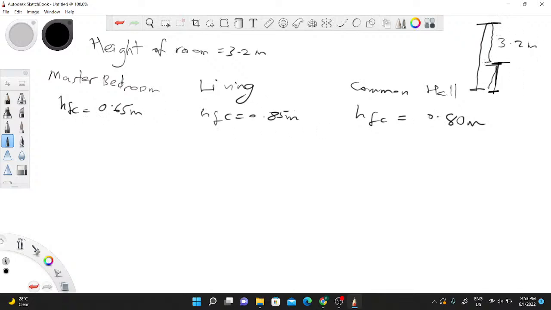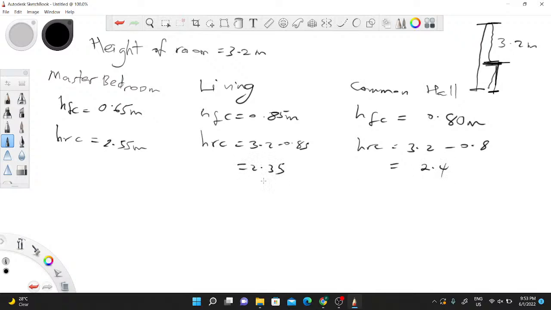Now if I have my floor cavity height, I can find my room cavity height because I know my ceiling height, so I'll just subtract these values from 3.2. For the master bedroom, my room cavity is 3.2 minus 0.65, which gives 2.55 meters. Then here too, my room cavity is 3.2 minus 0.85, which is 2.35. And here, my room cavity is 3.2 minus 0.8, which is 2.4.